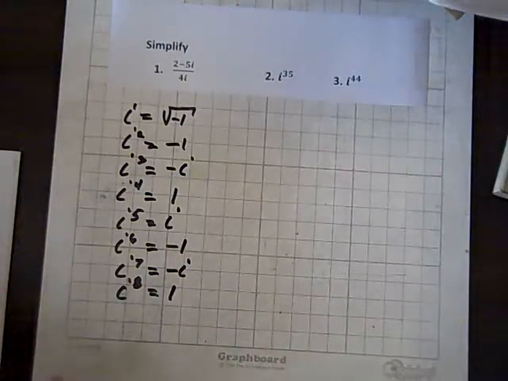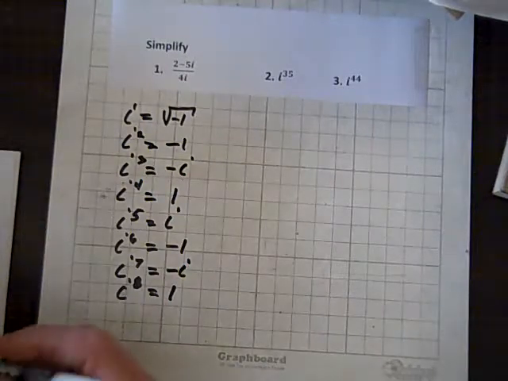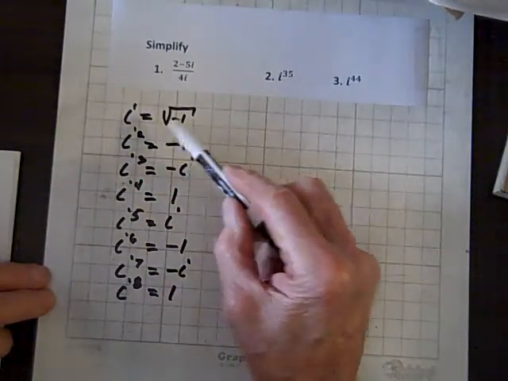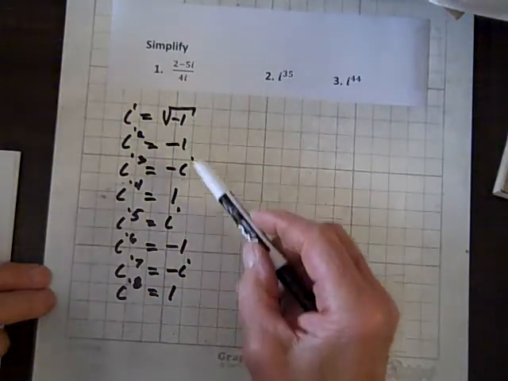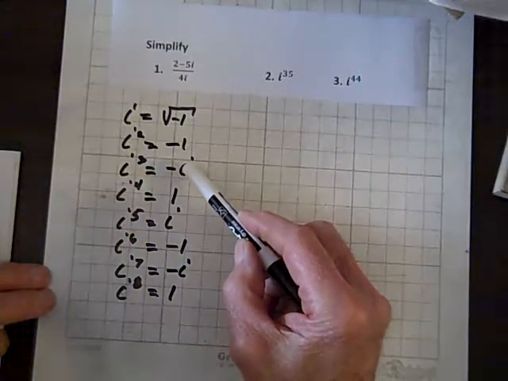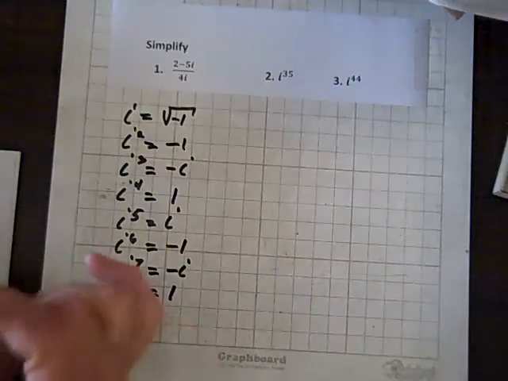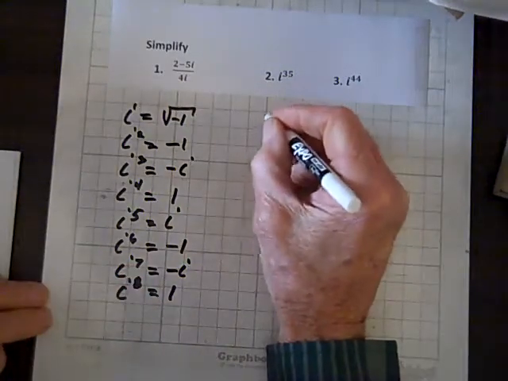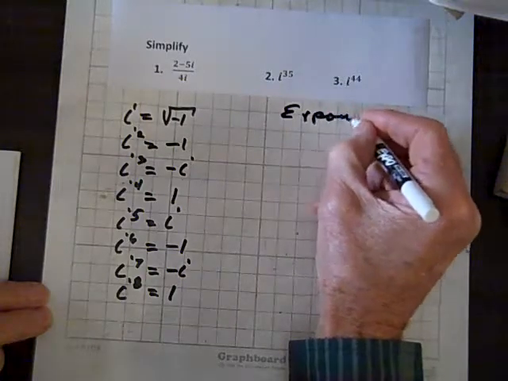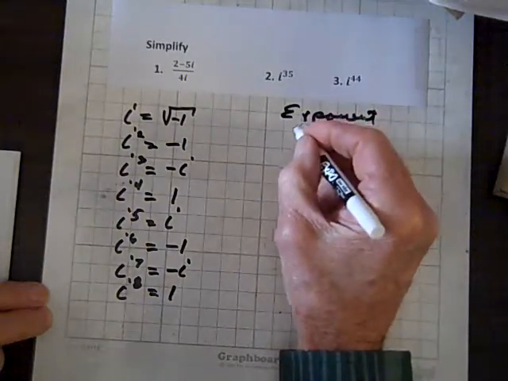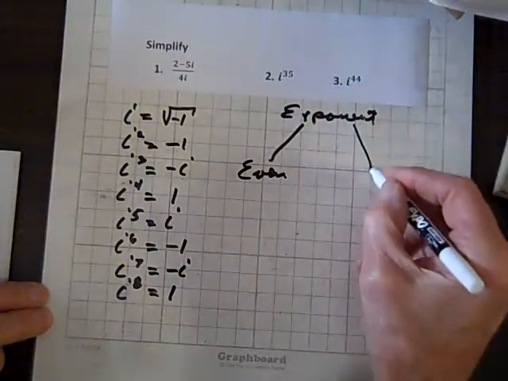So here's the rule. If the exponent is even, your options are -1 or +1. If the exponent is odd, your options are -i or i. So let's try that in a chart. Let's see. Exponent. Even. Odd.